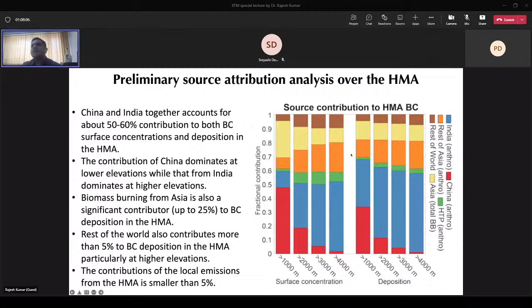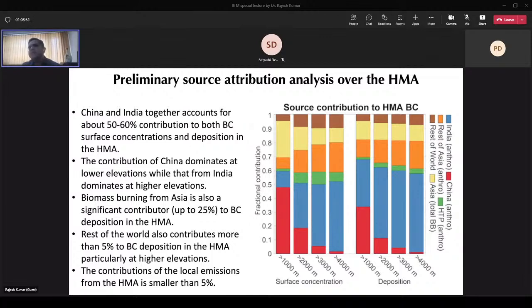Another interesting aspect of this figure is the yellow color, which represents the total biomass burning from Asia. It can contribute up to 25%, especially at lower elevations, which is a significant contribution to black carbon deposition and concentrations in high mountain Asia. The rest of the world, which is these brown colors, can also contribute around 5% to black carbon deposition and concentration in high mountain Asia. And the local emissions, which are shown in the green color, their contribution is very small to black carbon deposition in Asia. So this is just 1 year analysis.